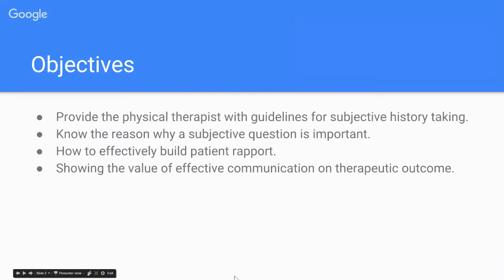Objectives of this presentation is to provide physical therapists with guidelines for subjective history taking, know the reason why the subjective question is important, how to effectively build patient rapport, and show the value of effective communication on therapeutic outcome.